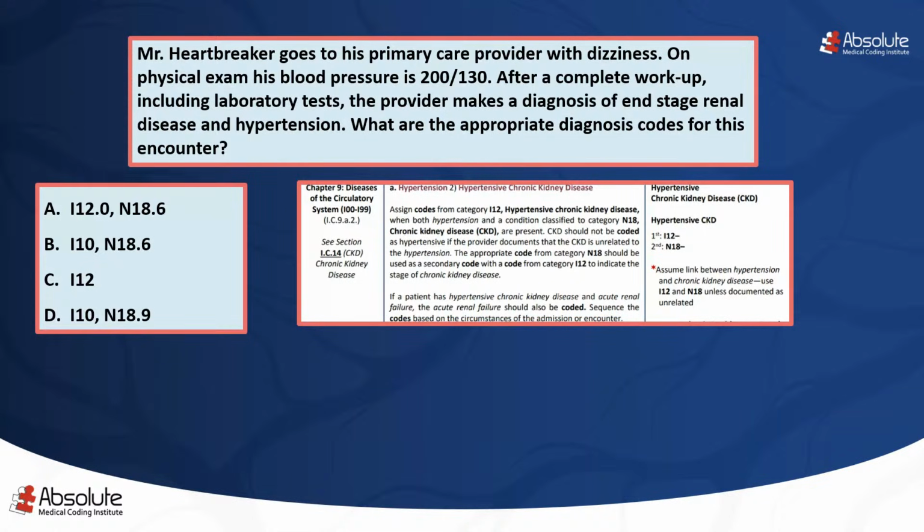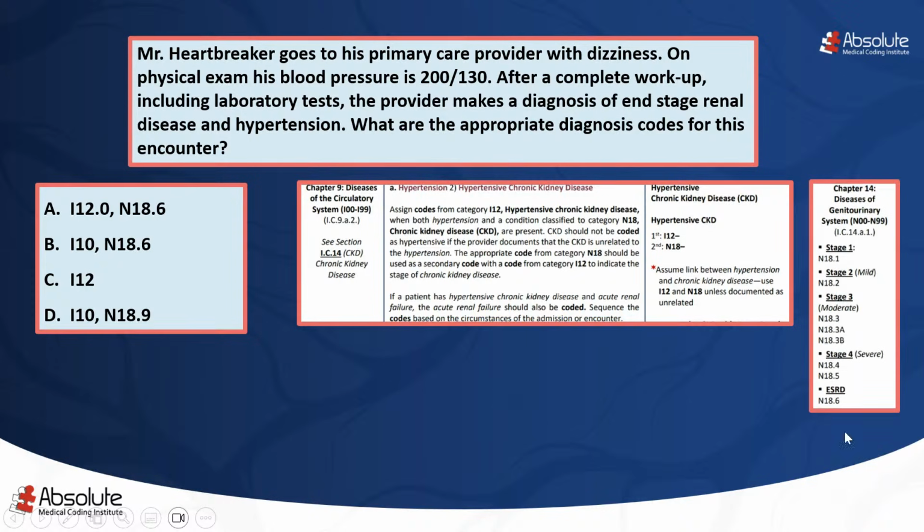Like we did before, first we are going to assign codes from category I12 to account for the hypertensive chronic kidney disease. And then we see right here that it is stage 5 chronic kidney disease or end-stage renal disease if we're looking at this chart. ESRD obviously stands for end-stage renal disease, and in this scenario, this would definitely be a keyword. Right here it says end-stage renal disease with the hypertension. So that is going to be the code that we are going to look at, the N18.6.